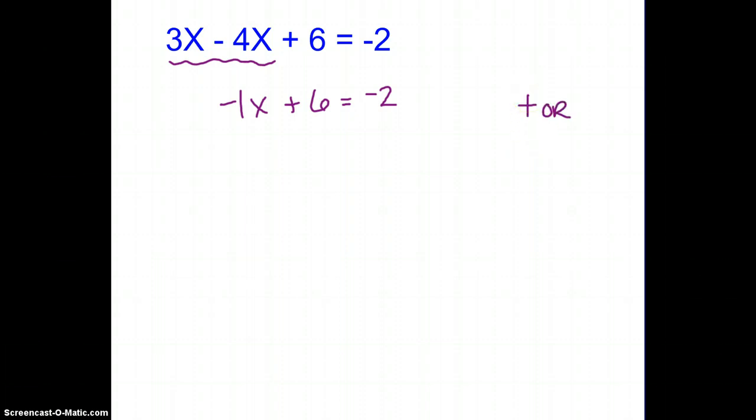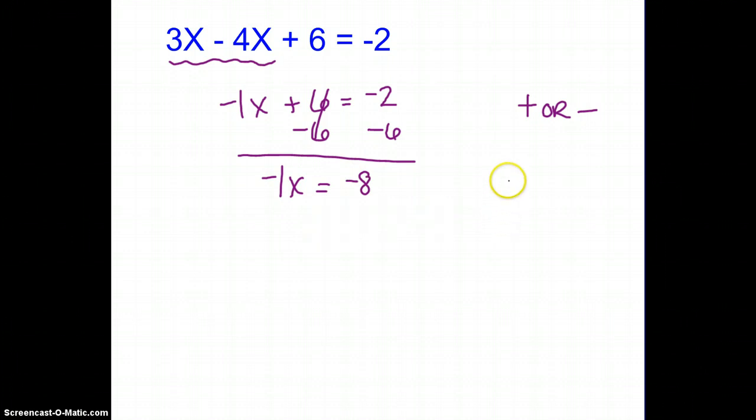So now I'm going to worry about getting rid of my add or subtract. So here's my plus 6. So I'm going to subtract 6 from both sides. Negative 1x equals negative 8. Now I have to get rid of multiply or divide. So divide both sides by negative 1. So the negatives cancel out. I'm left with x. On this side I'm at least glad because those cancel out, the negatives. So 8 divided by 1 is 8.